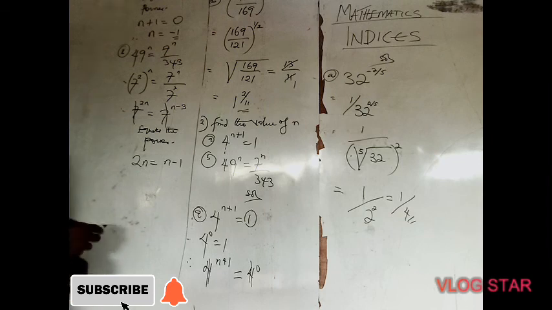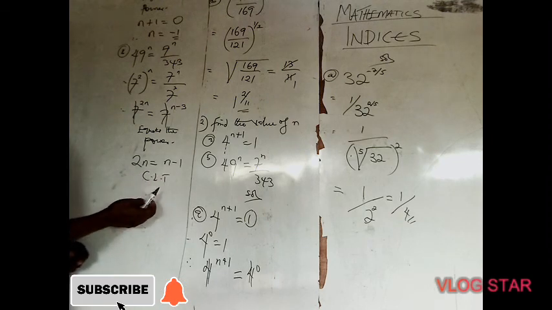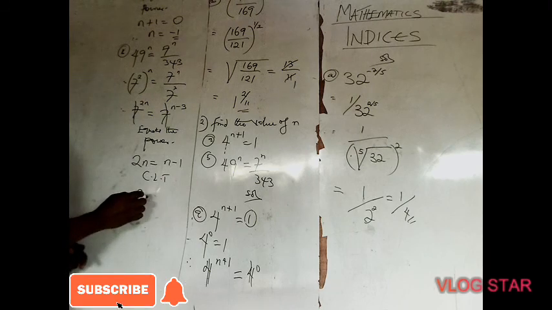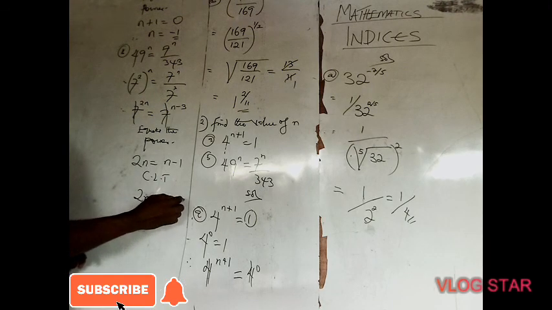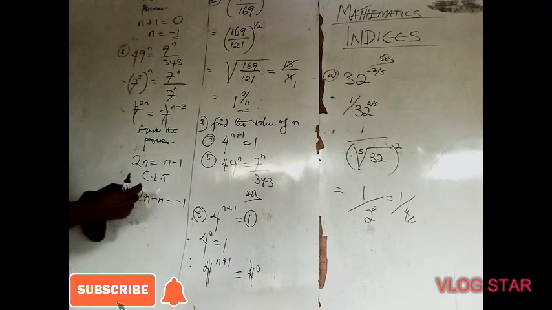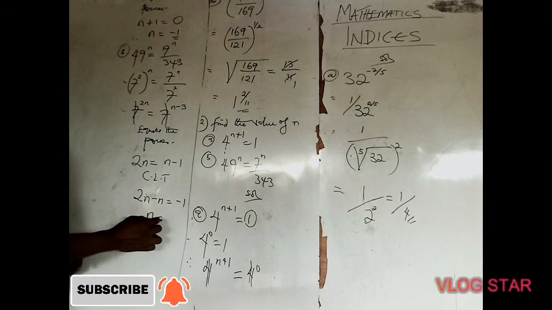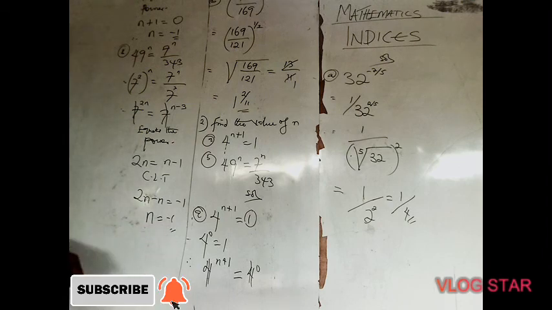So you collect the like terms. Here 2n, here is n. When n crosses, it changes to minus n. So we have 2n minus n is equal to minus 1 remaining. Or you subtract n from both sides. 2n minus 1n will give us n, which is equal to minus 1. So n here is minus 1, and n in the first example is equal to minus 1 equally.